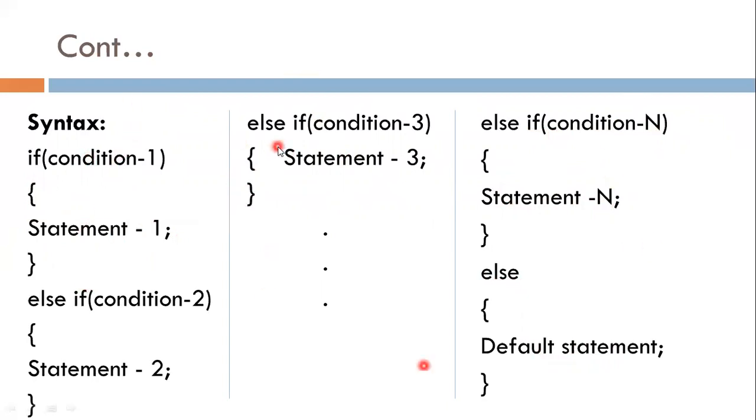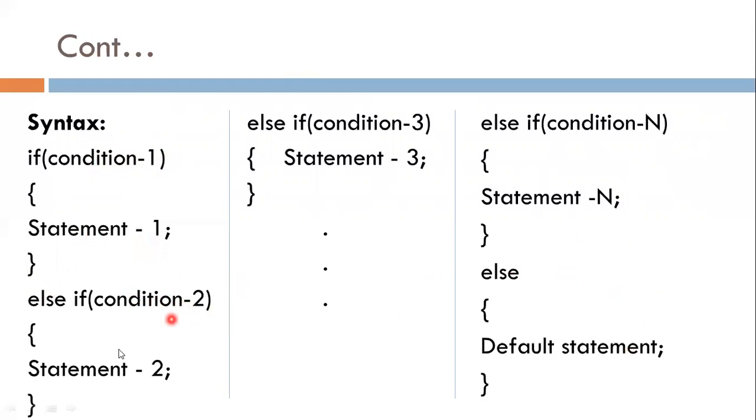This syntax works like this. First of all, condition 1 is checked. If condition 1 is true, then statement 1 is executed, and after that it directly jumps to statement X, meaning out of the else if ladder block. But if condition 1 is false, then check condition 2.